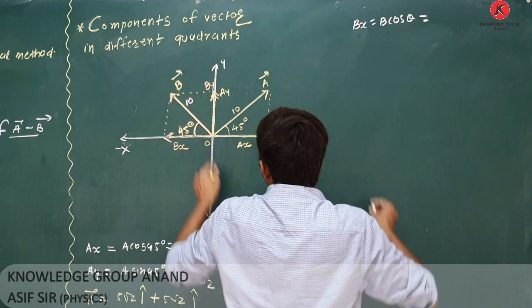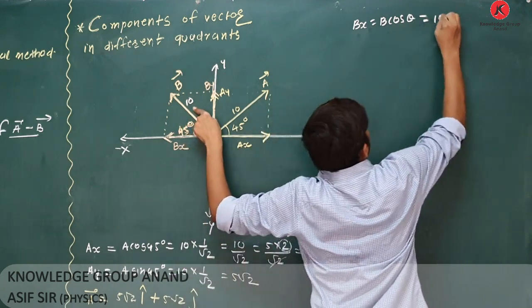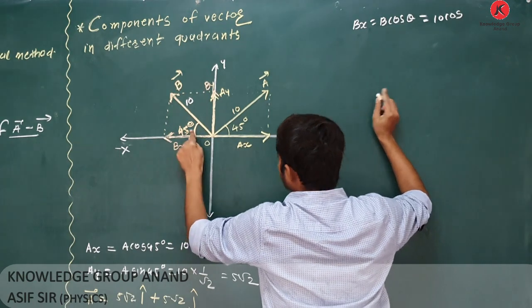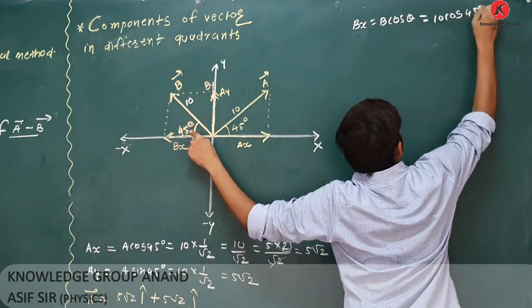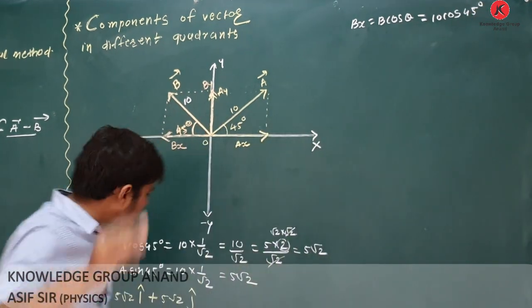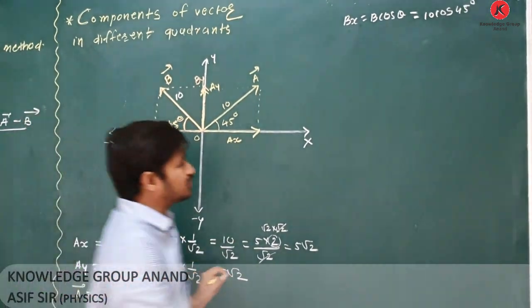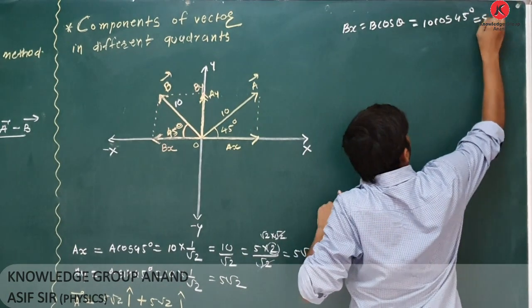What is the value of b? Its value is 10. And what angle does it make with the x-axis? It is 45 degrees. So again, 10 cos 45. Do you know the value of 10 cos 45? It will be 5 root 2.